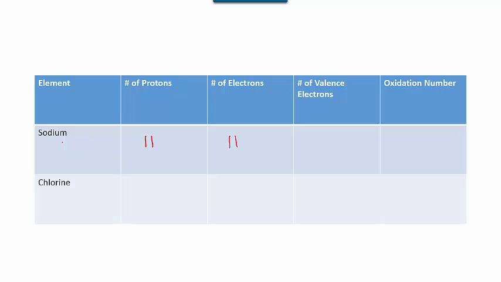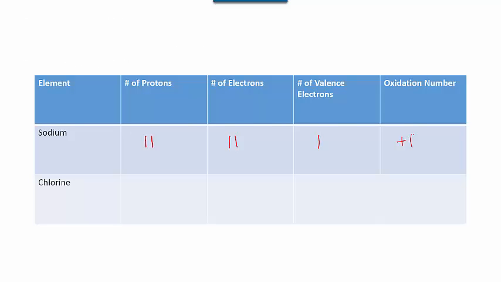If you look at where sodium is on your periodic table, it's in family 1, so we know that that family has 1 valence electron. And we just put the oxidation numbers on the top of those columns, so we know sodium also has a +1 charge.